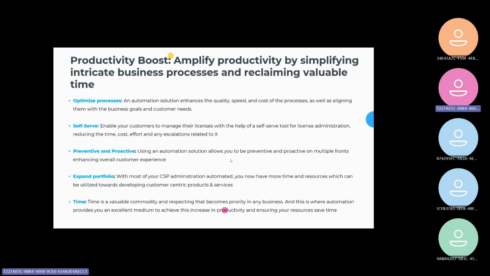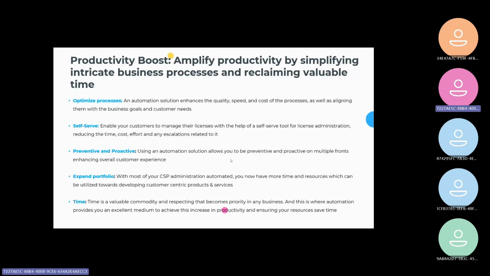When a solution is enabled for your respective customers, this gives them the ability to manage the licenses on their own, again ensuring that they are able to reduce their time, cost, effort, and even escalations to a certain extent. Now, the customers won't have to reach out to you each time asking for license provisioning, subscription purchases, reports, billing data, all of that. They have all of this right at the tip of their fingers. This enables you as a partner to be preventive and even proactive.